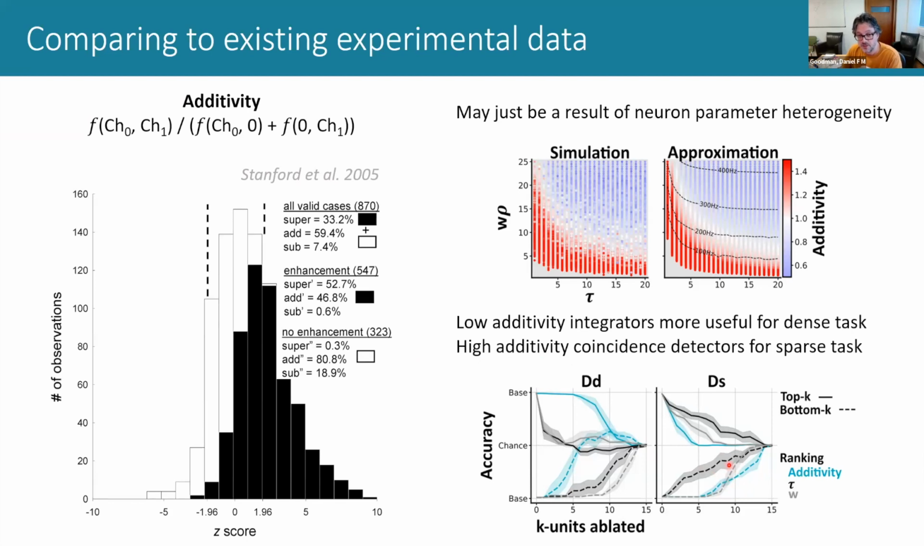This more or less corresponds to the time constant. For the dense task, you essentially want integrators. You want to sum as much as possible over time. And integrators tend to have lower additivity than coincidence detectors. Whereas for the sparse task, you need to do coincidence detection, so you want some neurons with a very small time constant, and those tend to have higher additivity. So additivity tells you something, but it may just be a proxy for time constant.